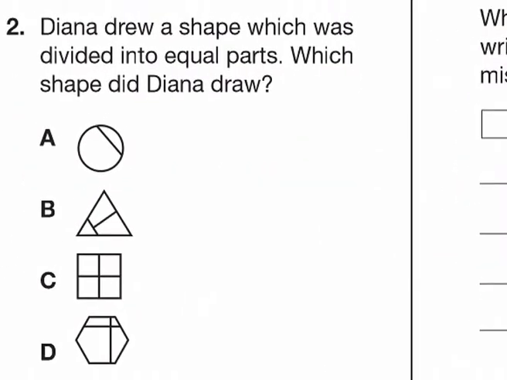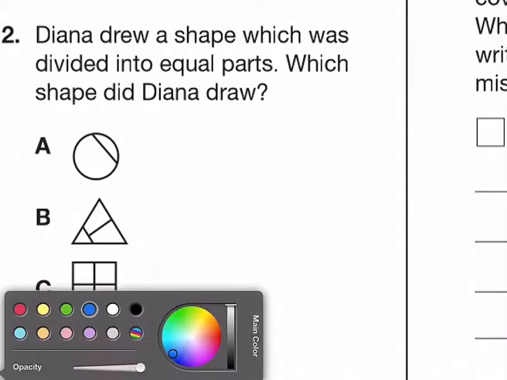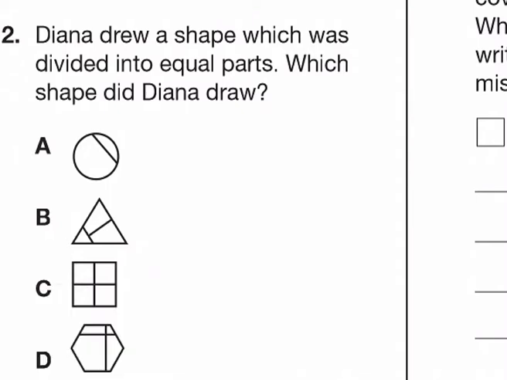We have Diana drew a shape which was divided into equal parts. Which shape did Diana draw? Now, I want to look. This is one where I can use one of my favorite strategies, and that's crossing off things that don't make sense. I know, because I'm in 4th grade, and I know equal means every piece has to be the same. I can look at this piece and know that is definitely not equal to this large section over here. So I can get rid of that. She drew a shape which was divided into equal parts. Which shape did she draw?